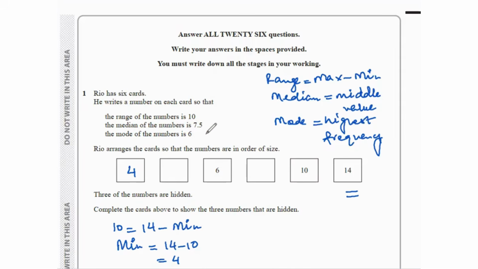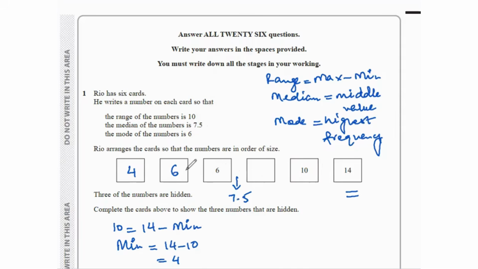Then it said that the mode is 6. So if the median is 7.5 and there are 6 numbers, the median value will be in the middle of the third and the fourth one. This is right in the middle. So 6 cannot come over here, but it can come over here. Since 6 is the mode, that means it's occurring more than once. So that's where 6 goes.